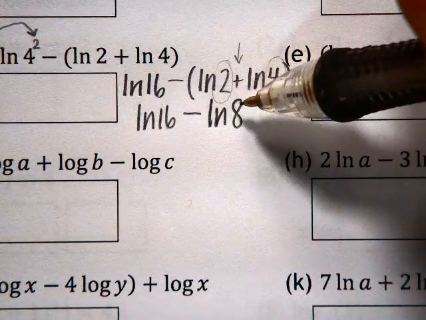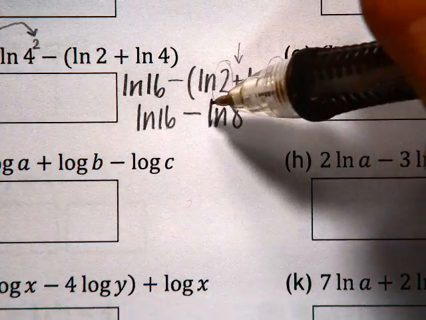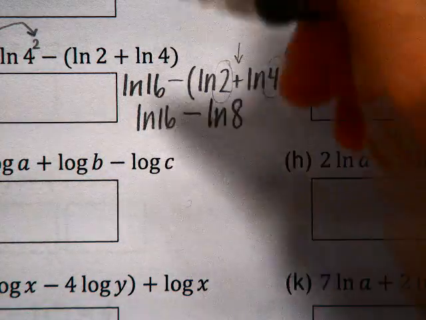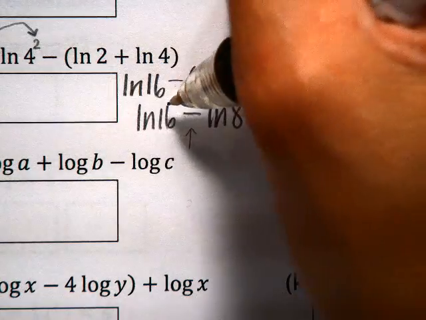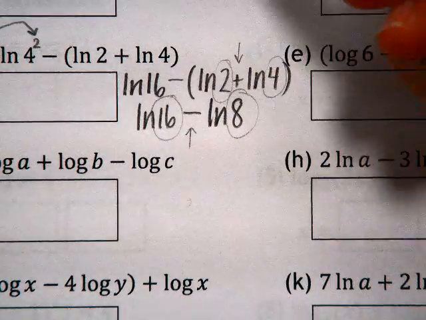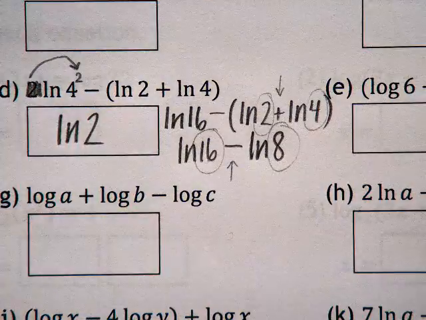And now I'll condense it even further. Natural log 16 minus natural log 8. I'll need to use the quotient property for this because I see the minus sign. So 16 divided by 8 is 2. Therefore, my condensed answer is natural log 2.